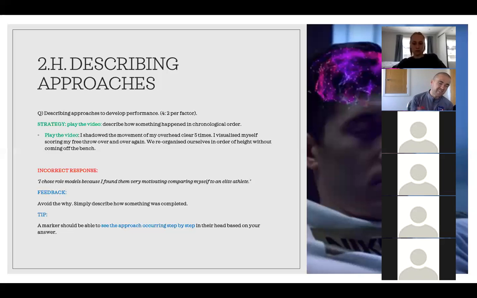So again, the tip: the marker should be able to see that video playing. They should see the approach occurring step by step in their head based on the answer given. All right, easy enough, straightforward.